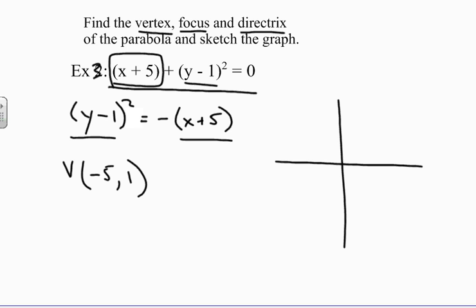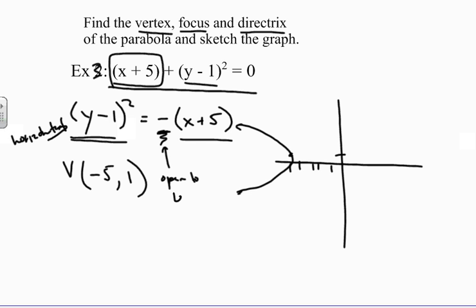From here, we can do a quick little sketch of the graph. 1, 2, 3, 4, 5. We can go up 1. We have a point right there. And because y is squared, this is going to be a horizontal parabola. This value is negative, so instead of opening to the right, it's going to open to the left. So because y is squared, it's a horizontal parabola, and it's going to open to the left. Now, from here, we have to find our focus and directrix.